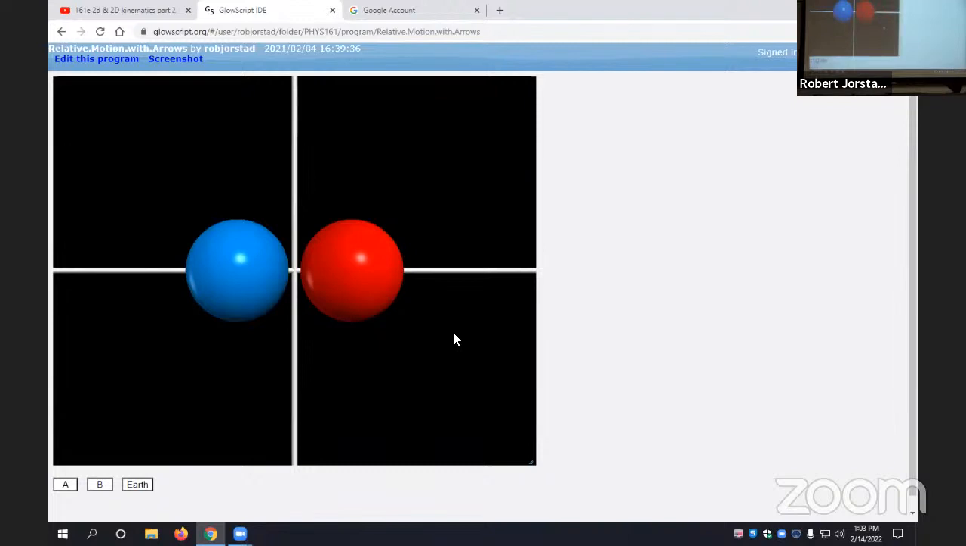Any questions while I have the simulation up here? Is the concept making sense? We want to understand the velocities of various objects, not just relative to the Earth, but also relative to each other. Okay, take a look on page 78.